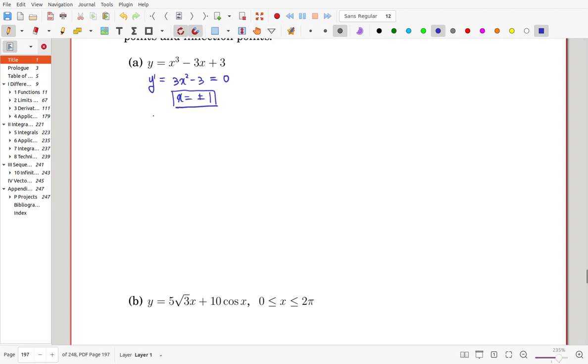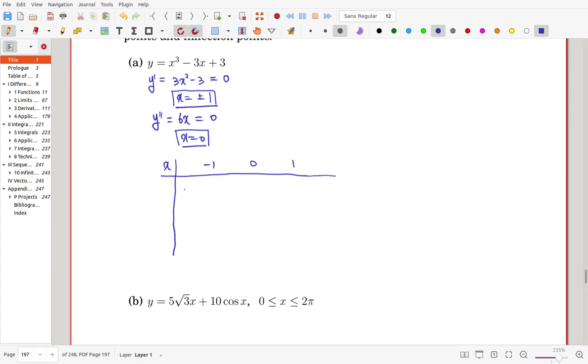And how about y double prime? That is 6x. If it is 0, then x equals 0. At 0, you will have an inflection point. So you can make a table as in the previous example. Now, we consider the x values minus 1, 0, and 1.